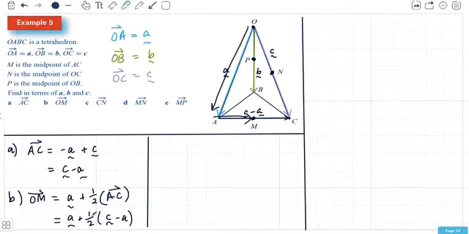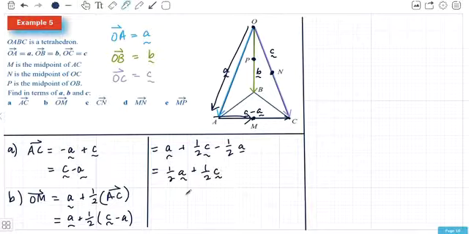Now, for a scalar outside a bracket with vectors, we use the distributive law, so this would be A plus a half C minus a half A. We're just expanding that half out to both things. A minus a half A, that would be a half A left over, positive a half A, plus a half C as well. So that would be our vector for O to M. So going from the point O all the way to the point M is A plus half of this vector, half of C minus A.